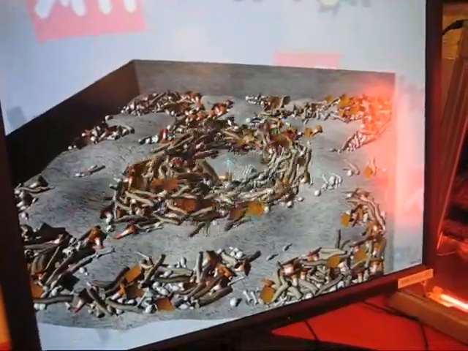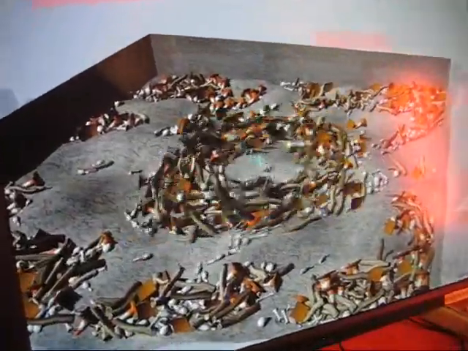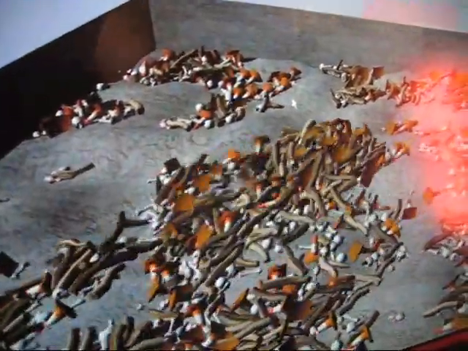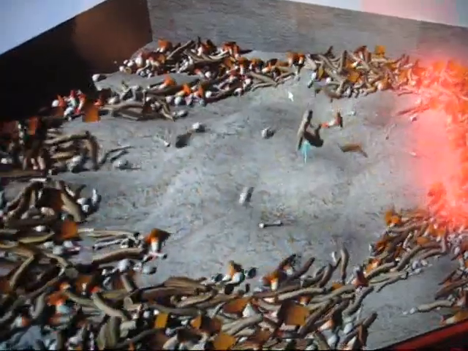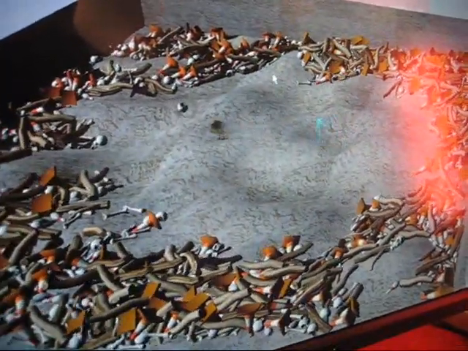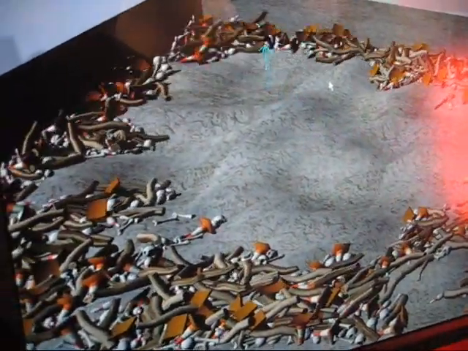A couple of demos: we've got a vortex force, we've got an attractor force, so you actually just drag the objects around, pick them up and drag them around. And then the third option is repel, so you push them all away. Very good. Bounce them all around and sweep them up.